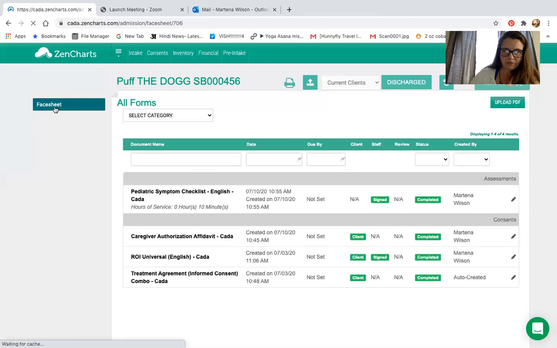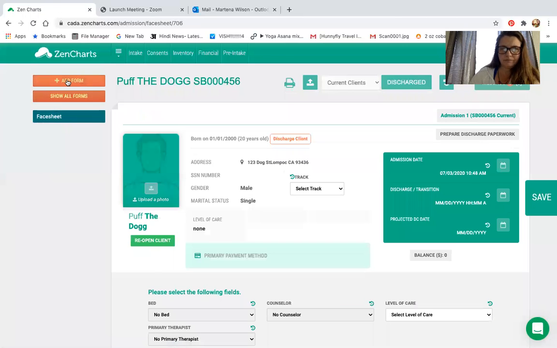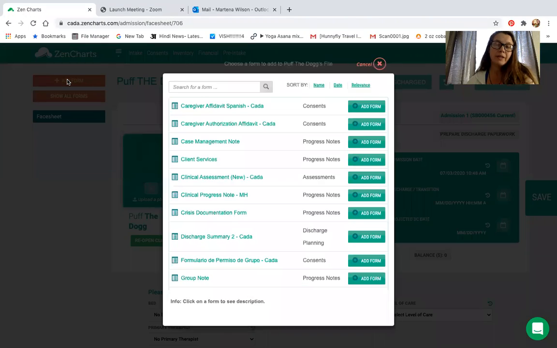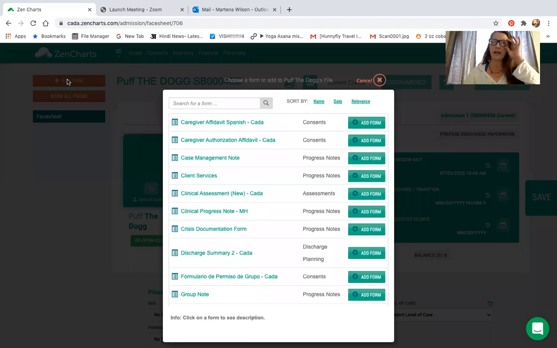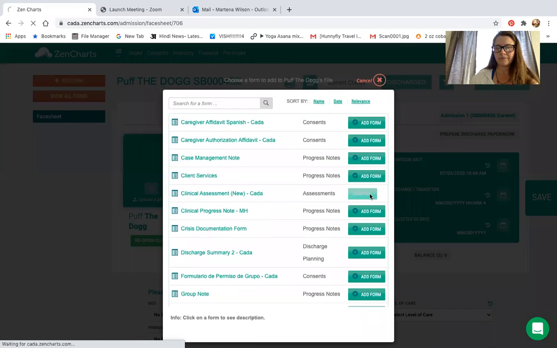So we'll go to face sheet. We're going to add a form. So let's start doing an assessment. Now, Brett and I, as you know, I believe, did a long assessment, but this is just to introduce you to the form, okay? So same thing, right? Clinical assessment, add form.